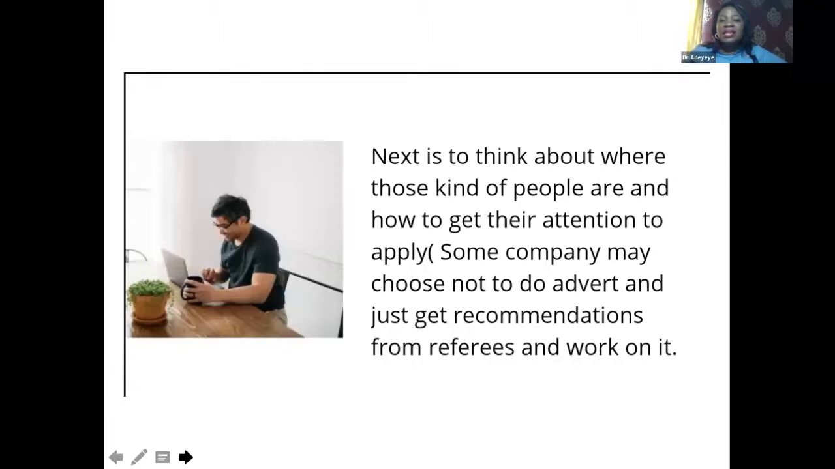So the next thing is to think about the kind of people whose attention you want to get. Where are they located? What is next is to think about where those kinds of people are and how to get their attention to apply. Some companies may choose not to do adverts, like I said earlier, and just get recommendations from referees and work on it.